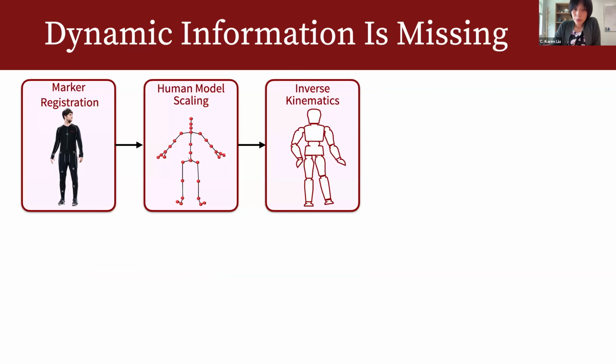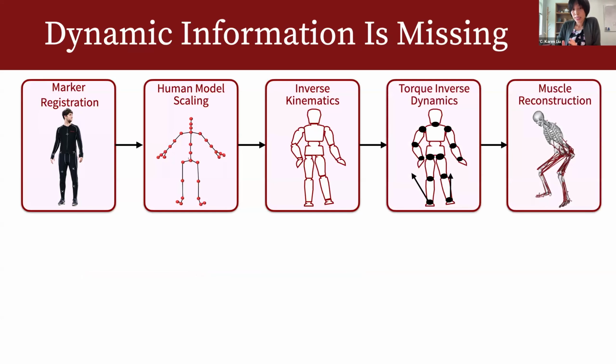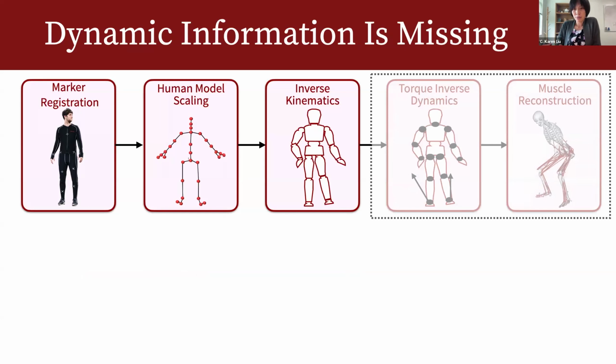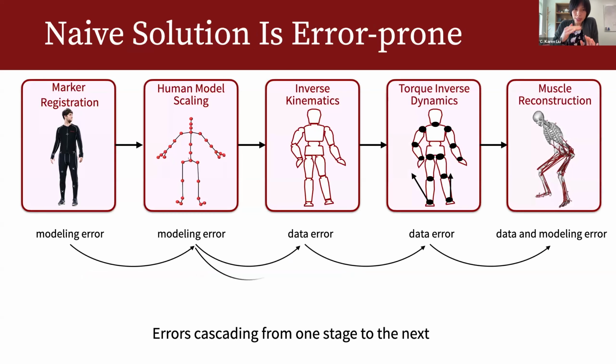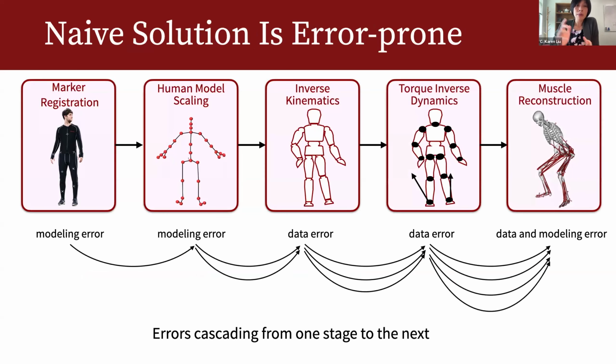And second, the current data processing pipeline is incomplete. It stops at generating kinematic motion. A complete data processing pipeline should also include dynamic information, such as the torques, muscle activation, etc. So how do we make the pipeline complete? If we follow the conventional approach, we will process the data step by step, sequentially. The problem with that is there will be error after processing each stage, and this error will be propagated to the subsequent stage and accumulated at the end.